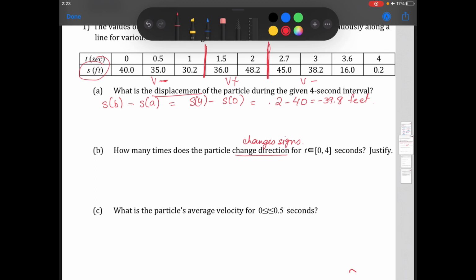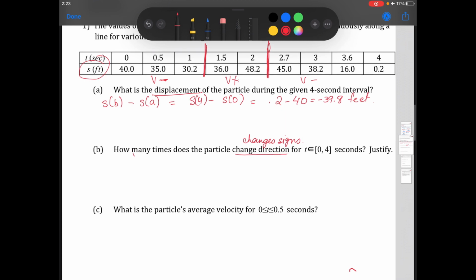So how many places did it change sign? It changed sign at 2 places. It went from negative to positive and then positive to negative. So it's asking me how many times? It's 2 times.